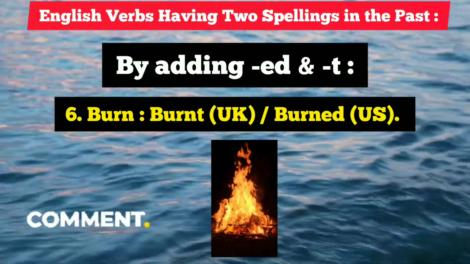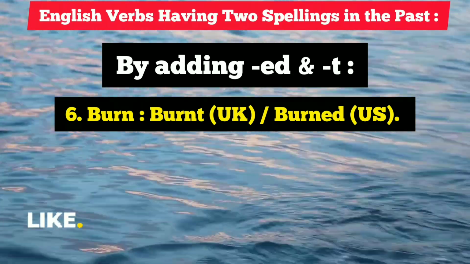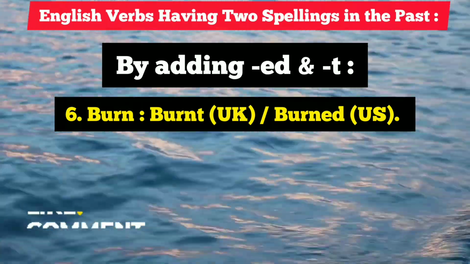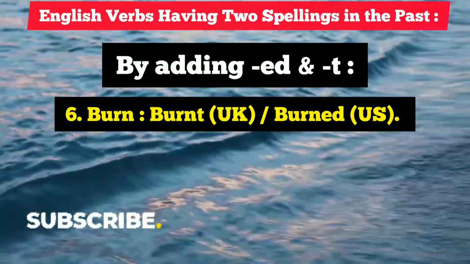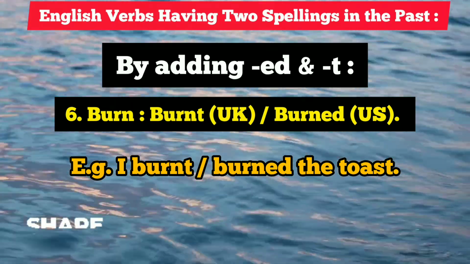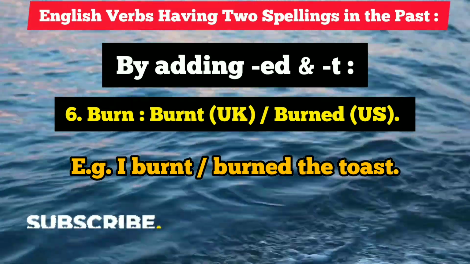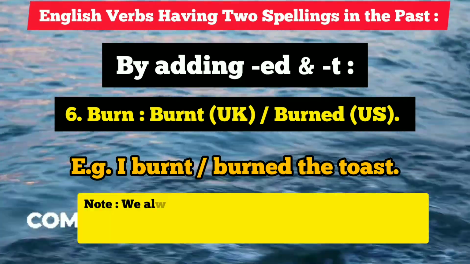We can use the first spelling, that is burnt, which is the past form, and we are forming it by adding t, and which is very common in British English. And we can use burned also, that is common in American English. As you see the example, I burnt the toast. We can say I burned the toast. We can use burnt and burned both, but note one thing.